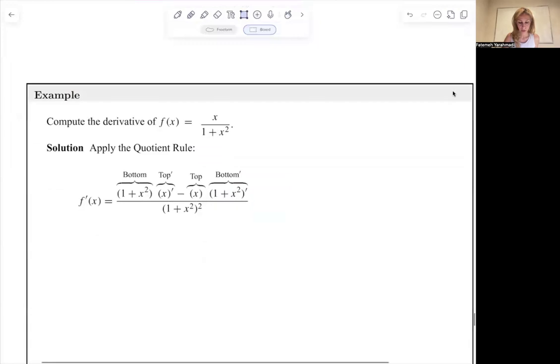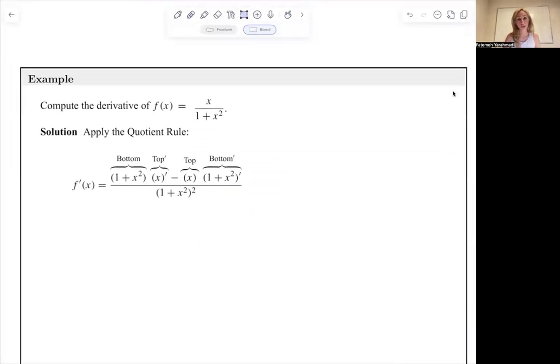For example, you want to compute the derivative of f of x, which is x divided by 1 plus x squared. You're going to apply the quotient rule. So here we have some steps. The derivative of x multiplied by the denominator, which is 1 plus x squared, minus the derivative of the denominator multiplied by your numerator. And then you just take the denominator and raise it to power 2. As easy as that.